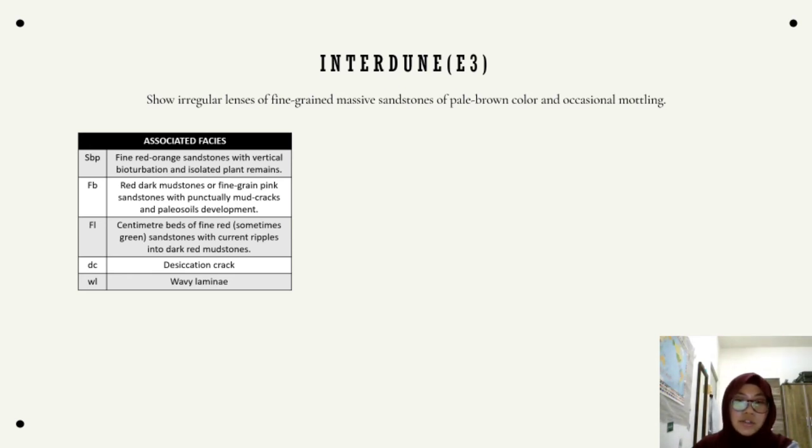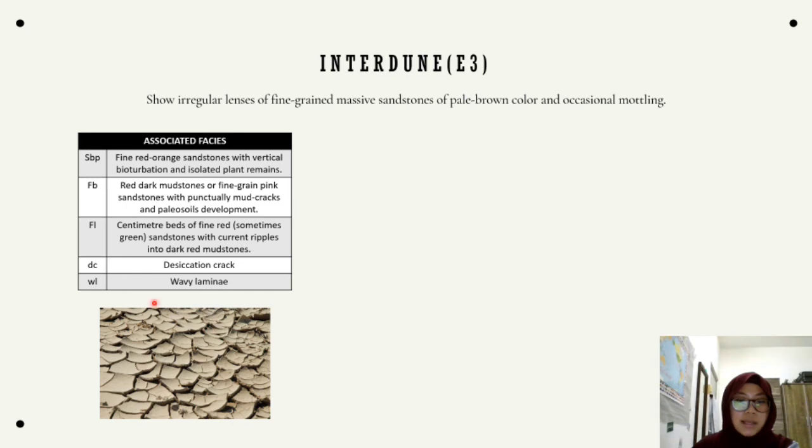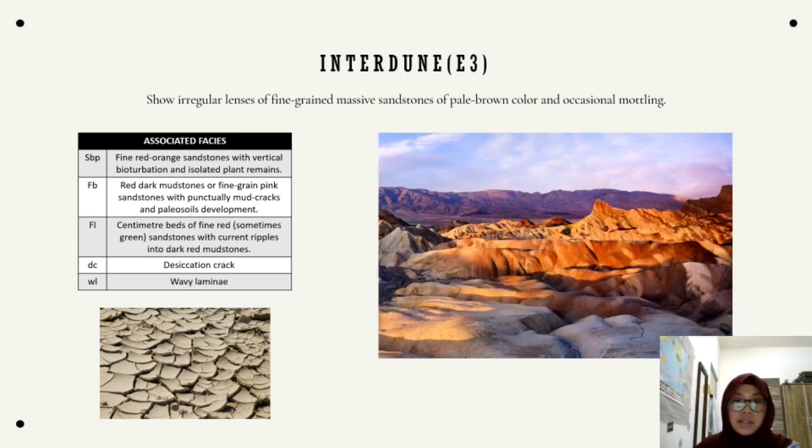It is desiccation crack. This is an example of desiccation crack, also known as mud cracks or crack muds. They are sedimentary structures formed as muddy sediment dries and contracts. Crack formation also occurs in clay-bearing soils as a result of a reduction in water content. And the last one is WL, wavy laminae. An example for the interdune is the Death Valley National Park, America.